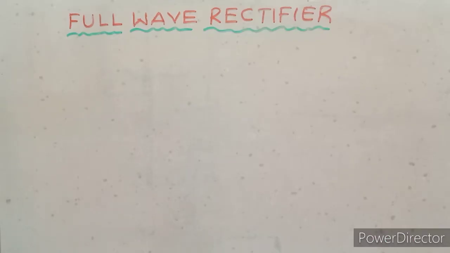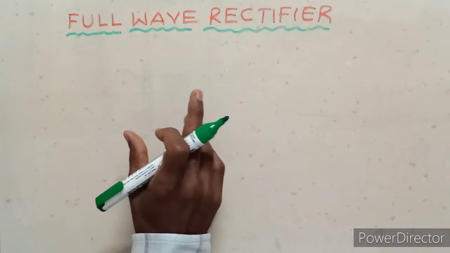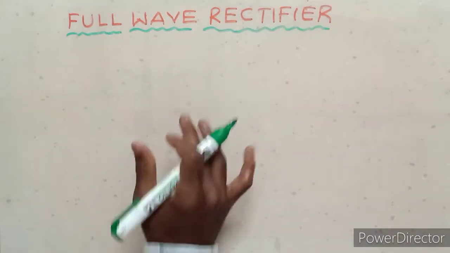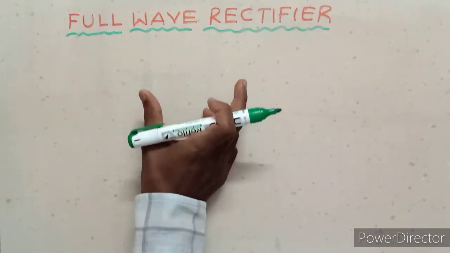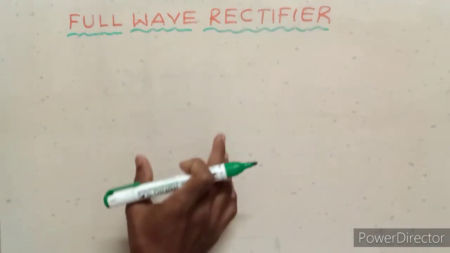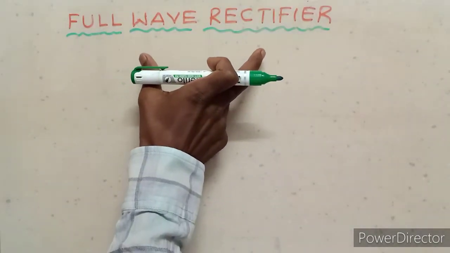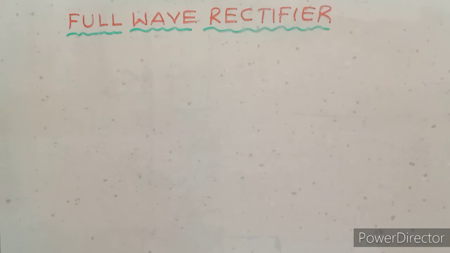Now we are going to discuss full wave rectifier. In previous session we discussed half wave rectifier. This is the full wave rectifier. Half wave rectifier is similar to a full wave rectifier, but in full wave rectifier two diodes are used.